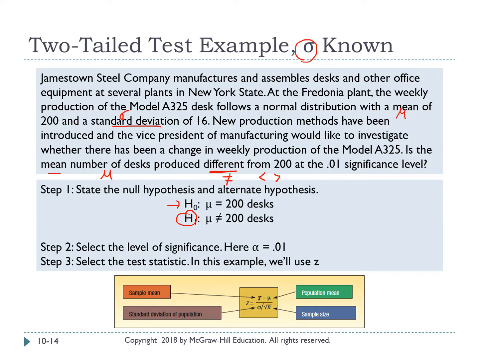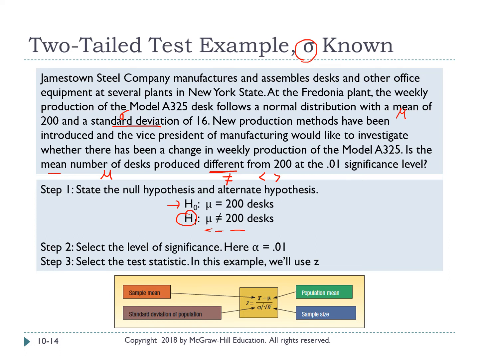So what is your H1? It should be given in the question. What does the question say? Is the mean number of deaths produced different from 200? So you are talking about the mu, because we have said different, not equal to 200. So this is your H1.